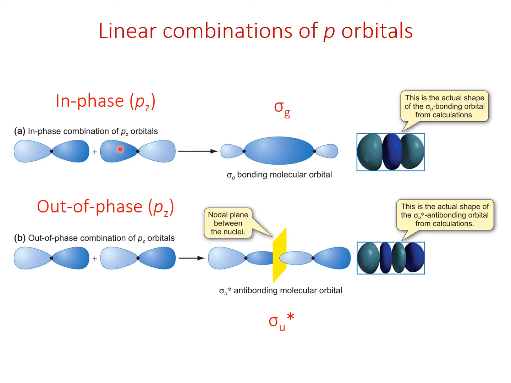So in this case, in phase is the shading. You can see we've got a darker region here and a lighter region here. If they're in phase, they constructively interfere, and we end up with this bonding orbital. If they're out of phase, we get destructive interference again, and we get these nodes again. So we can see there's no probability of the electron being in between the two atoms here. And again, here's the calculated what the molecular orbitals look like.